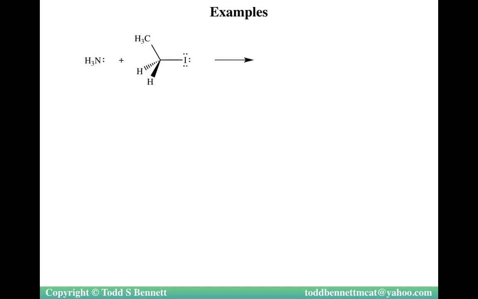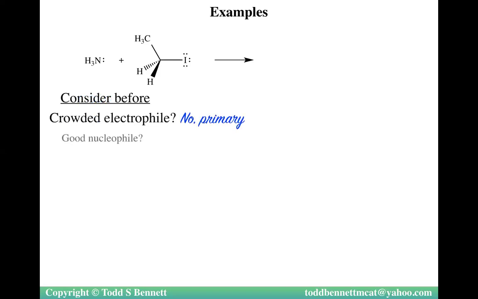I would look at this. My very first thing would be primary electrophile. That's telling me SN2 automatically. Good nucleophile. That's confirming SN2. So consider before, during, and after. So let me get rid of that. So crowded electrophile, not at all, primary. Good nucleophile, absolutely. So therefore, SN2 reaction.